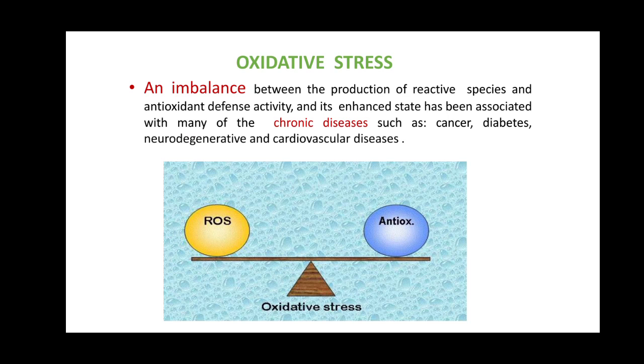So next is oxidative stress. In normal cells, there is an appropriate pro-oxidant balance. Pro-oxidants are the compounds capable of generating toxic reactive oxygen species. However, this balance can be shifted towards the pro-oxidants when production of reactive oxygen species is increased greatly, or when levels of antioxidants are diminished. This state is called oxidative stress. So it leads to chronic diseases such as cancer, diabetes mellitus, neurodegenerative and cardiovascular diseases.